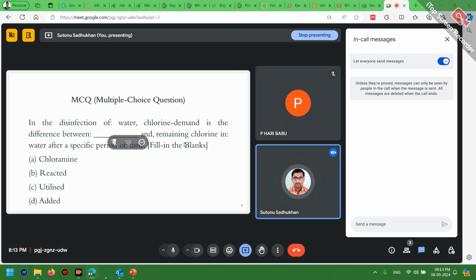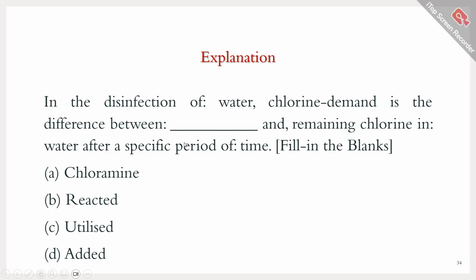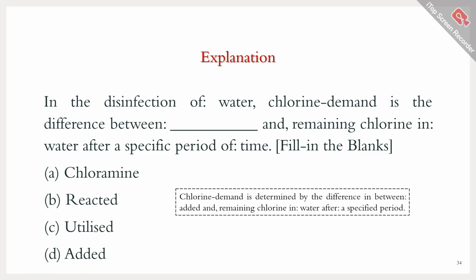Okay, so we'll proceed with the answer. The explanation is chlorine demand is determined by the difference between added and remaining chlorine in water after a specific period of time. Hence, the correct answer is option D, added. The chlorine demand is defined as the difference between the added chlorine and the remaining chlorine in the water after a specific period of time.